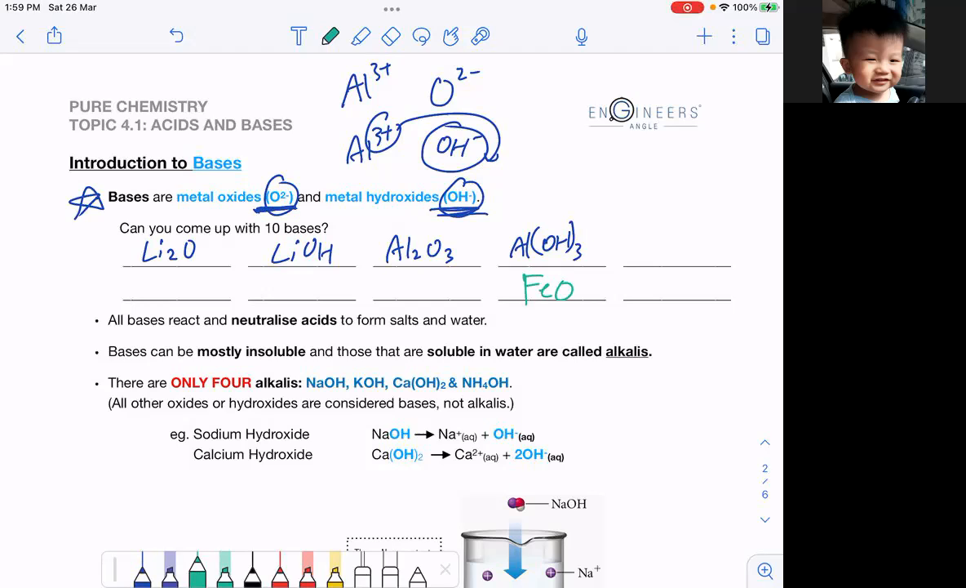FeO, is it okay? Yes, no, or don't know. So how come it's a bit stressful? Fe, because you cannot check its charge until you memorize it. Right? So if you don't memorize, you won't know. But can lah, because Fe can be 2 plus.